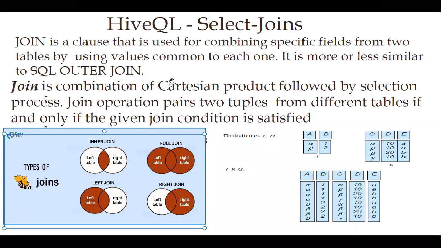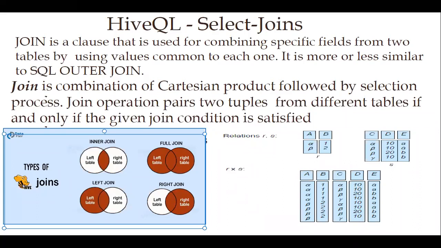Generally, for a join you need two basic operations: performing the Cartesian product first and then performing the select operation. Maybe you have studied select and project in relational algebra. For select we use the sigma symbol. The select operation is performed in the horizontal manner, and the project in the vertical manner in the table. So to perform the join operation, first you perform the Cartesian product, and after that you perform the selection process. The Cartesian product followed by the selection process is a join.